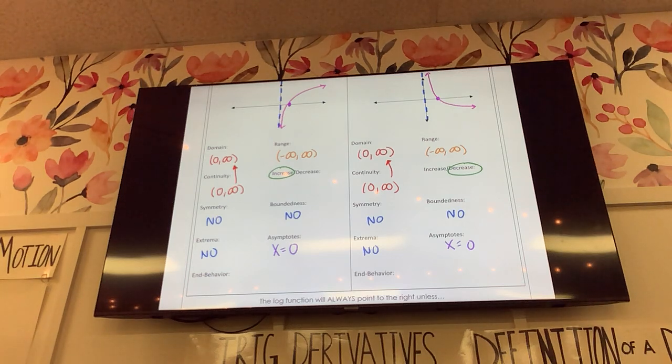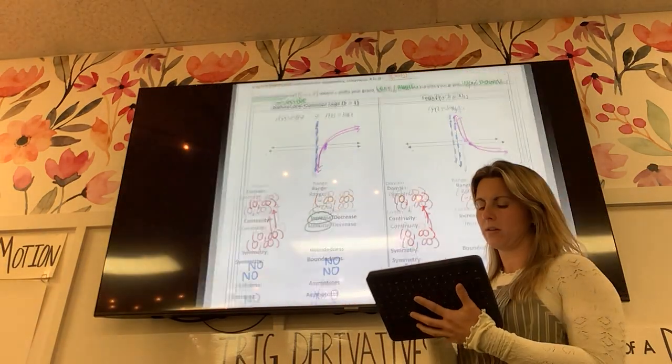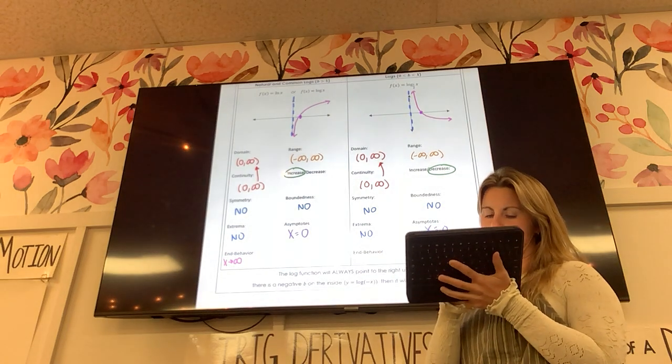All right, so the last thing I want to talk about is end behavior. So on this first graph, as x is going forever to the right, so on this one, as you are going forever to the right, where's your function going? Positive infinity.